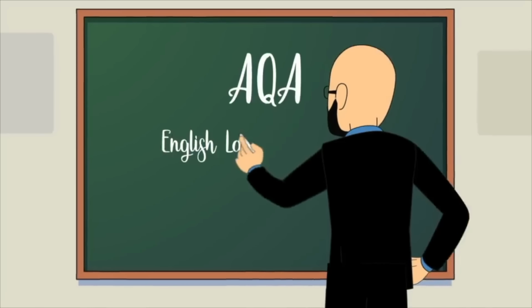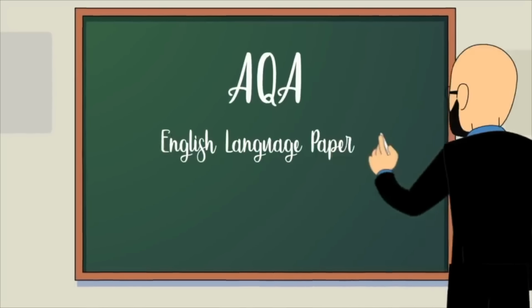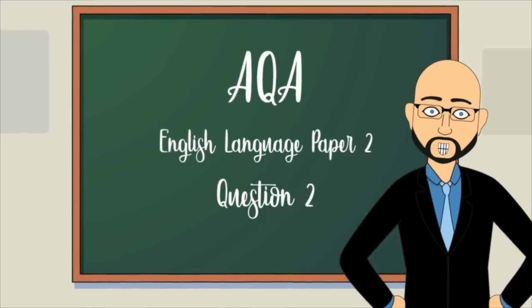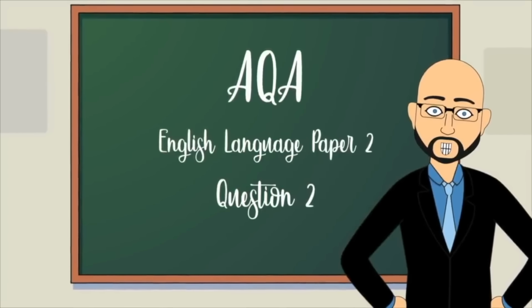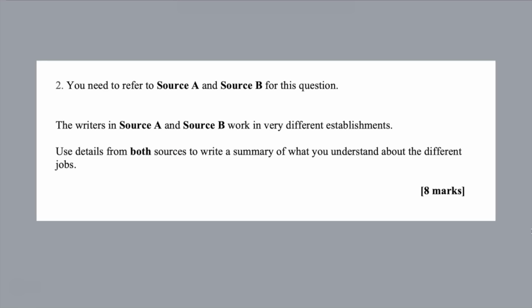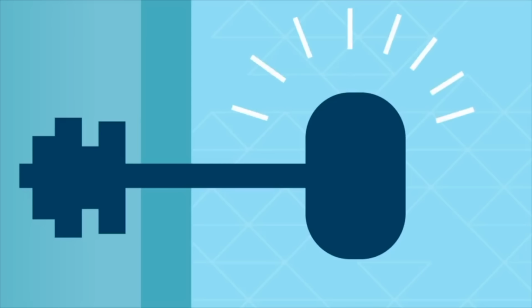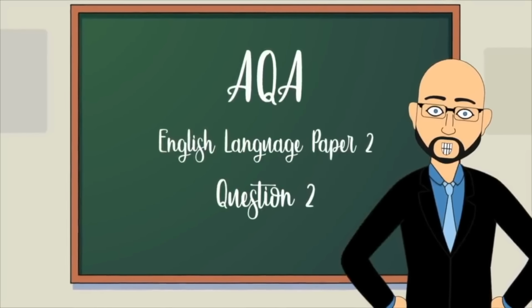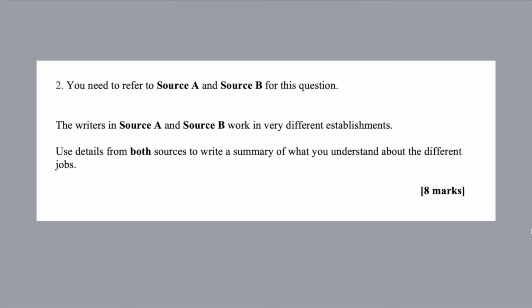Hello everybody and welcome to today's video, a detailed look at AQA English Language Paper 2 Question 2. This is one of the hardest questions in the entire exam because the wording of the question doesn't mention the key skill of inference, and in this video we'll look at how to make sure you achieve the best mark possible in this ambiguous question.